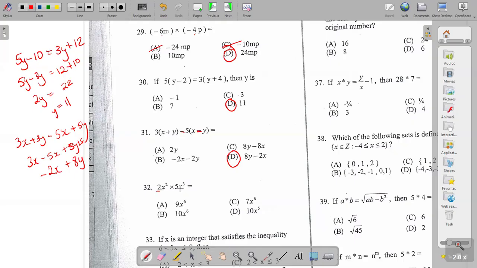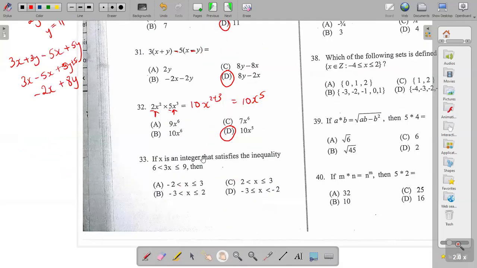All right, let's go. 2 times 5 is 10. The powers you add, so you're going to add 2 plus 3, because when you're multiplying variables that are alike, you add the powers. So our answer is 10x to the 5th power. 10x to the 5th power, that's D.